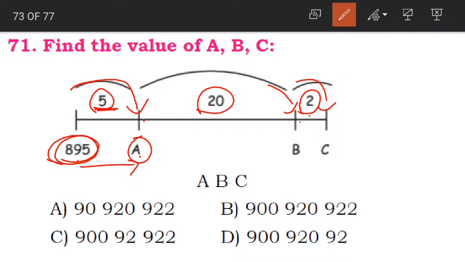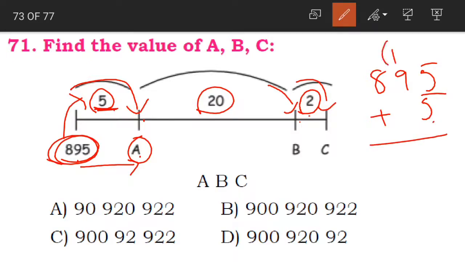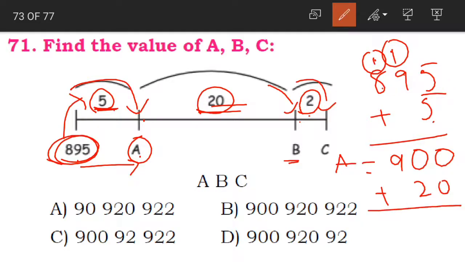Clear, children? So how to find out A? 895 plus 5. 5 plus 5, 10, 1 carried. 9 plus 1, 10, 0 here, 1 carried. 8 plus 1, 9. So what is A here, children? A is equal to 900. Now what do we have next? B. To reach B, what is the distance? 20. So we need to add 20. 20 to what? 20 to A, children, not to 895. From A till B we have 20. So to A we need to add 20.